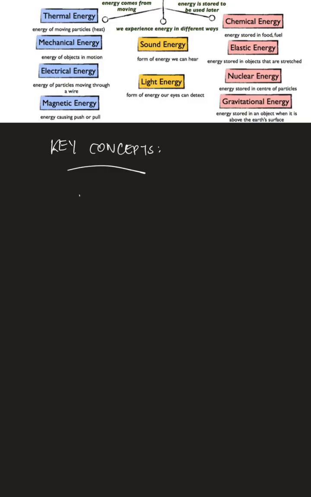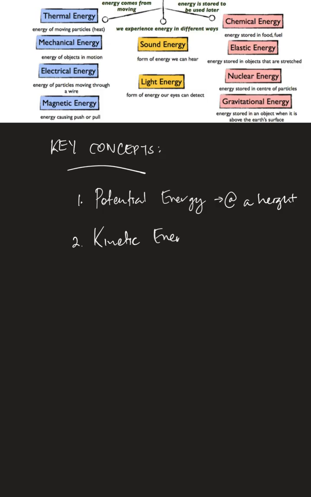Alright, the first thing we're going to be looking at is potential energy. And when we look at potential energy, we're going to be looking at potential energy at a height. And when we look at it at a height, it's actually called gravitational potential energy, right? Not just potential energy, but we'll get into that in a little bit. The next thing we're looking at is kinetic energy.